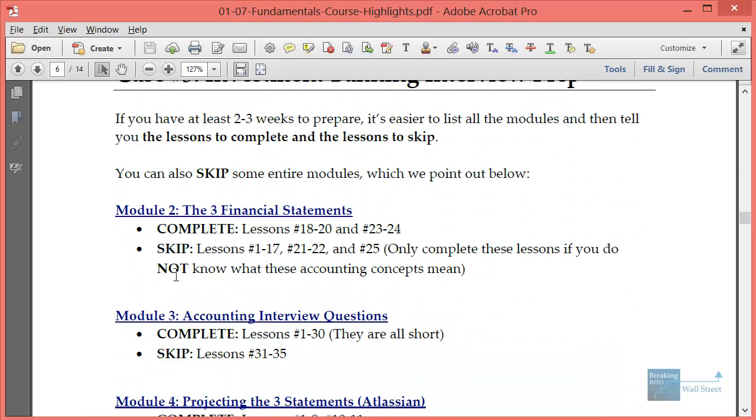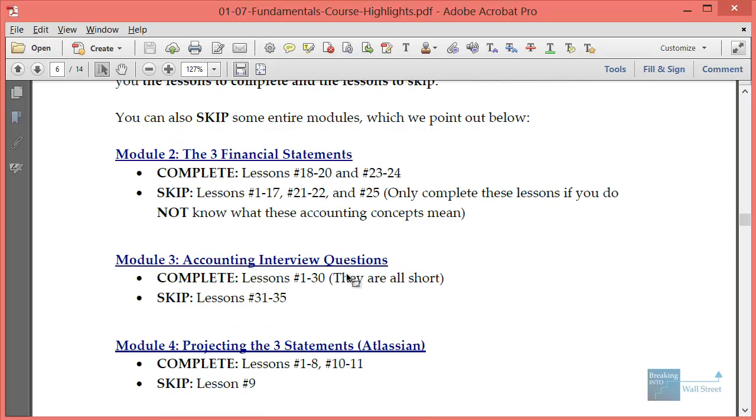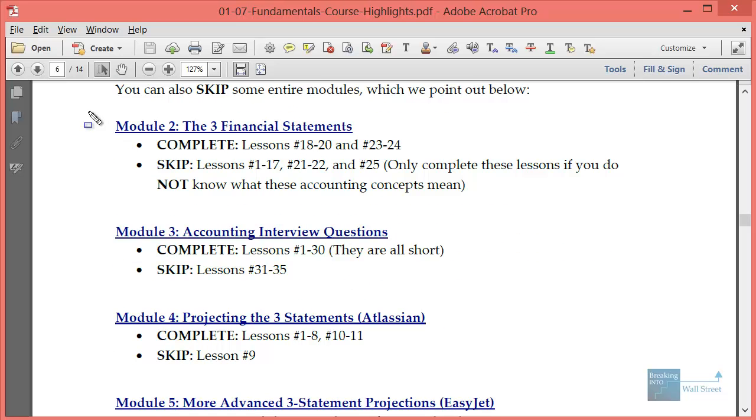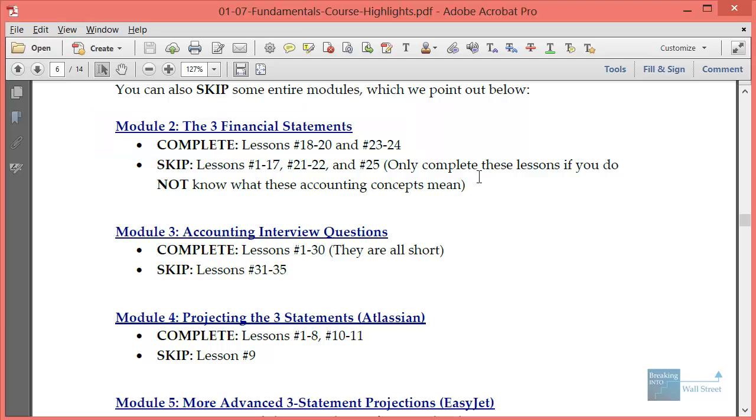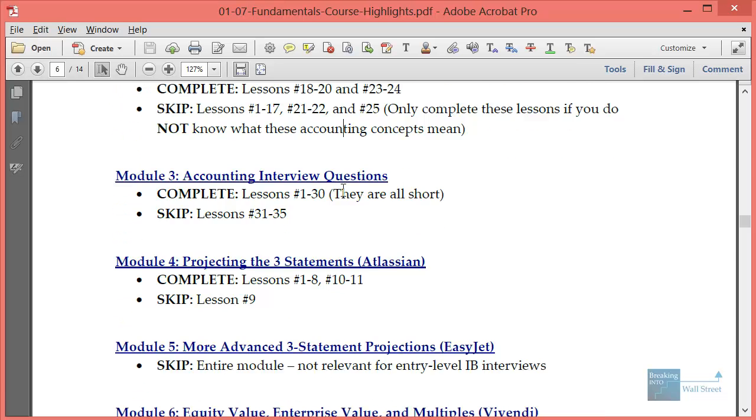Instead, we're just going module by module and saying what to skip and what to cover. So in the first one on the 3 financial statements, the ones that you should complete are the same as the ones that we went through before, the 3 financial statements and then working capital and free cash flow, and skip everything else unless you need to learn or review accounting in the first place.